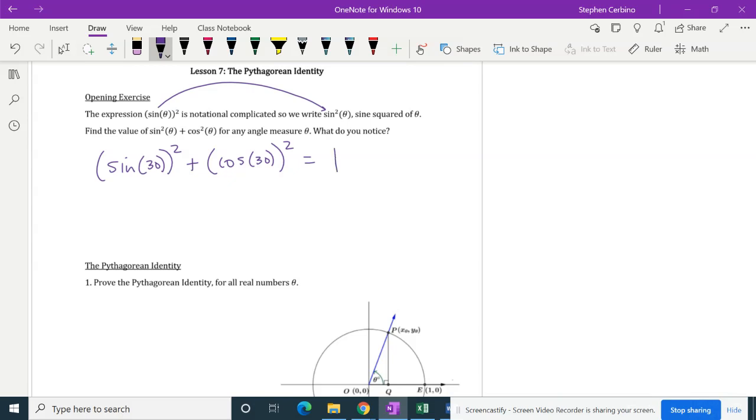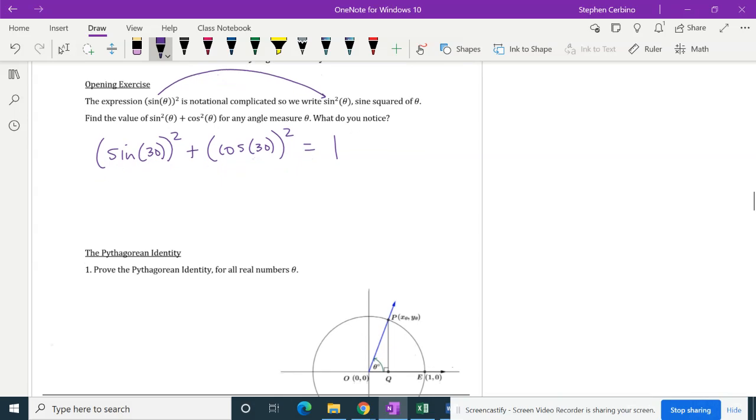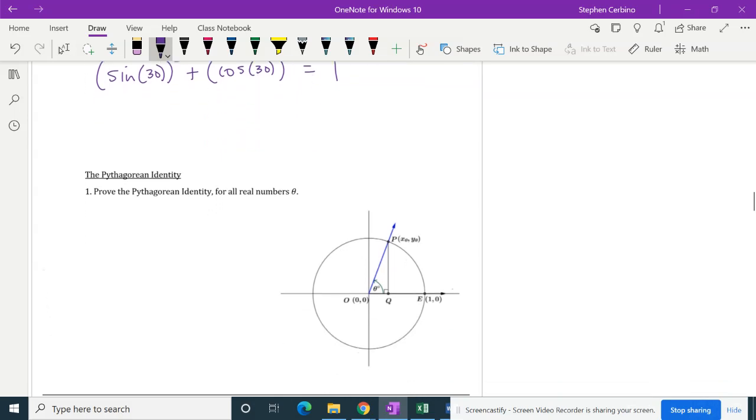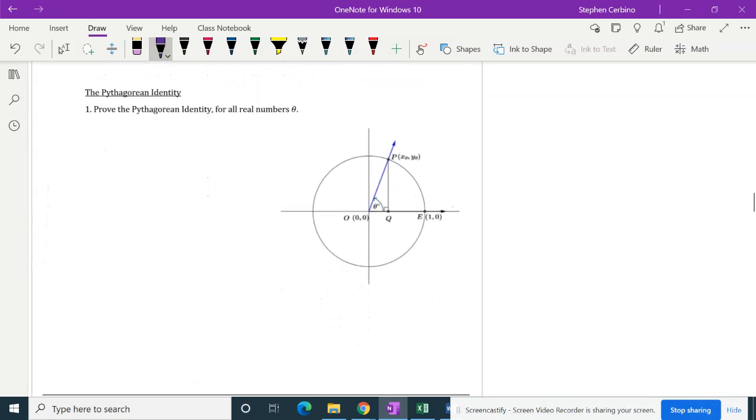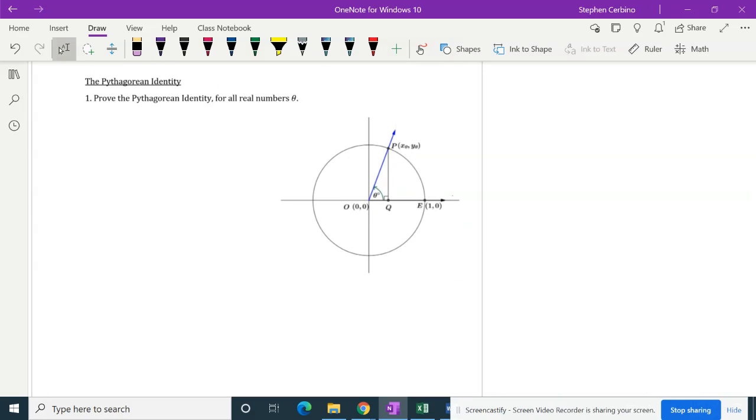The thing about this is it didn't matter what number I picked here. I could have picked 50, I could have picked 80, I could have picked 7. It wouldn't matter. It's always going to give you 1. And there's a reason why this relationship exists. And I'm going to show you, and you might have even started to think about this relationship as we've been talking about the unit circle. So this is what's called the Pythagorean identity.